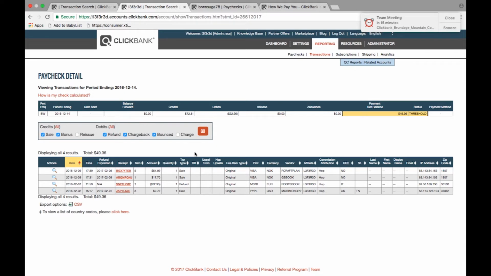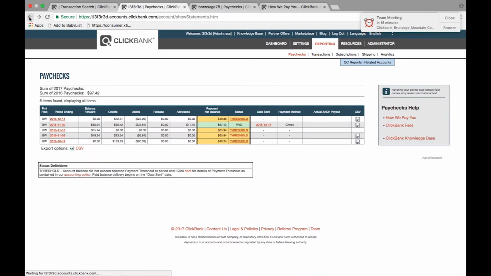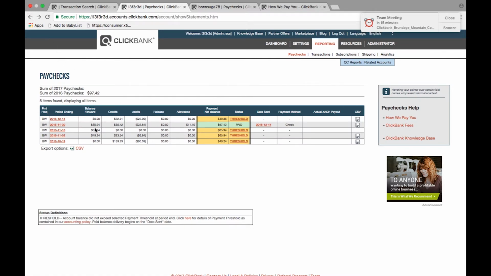The next column is the balance forward. If for any reason you have an unpaid balance at the end of a pay period, those funds will be moved here and added to the next pay period. Credits is next. This column shows the dollar amount earned for that pay period. Debits shows refunds, chargebacks, and any fees.